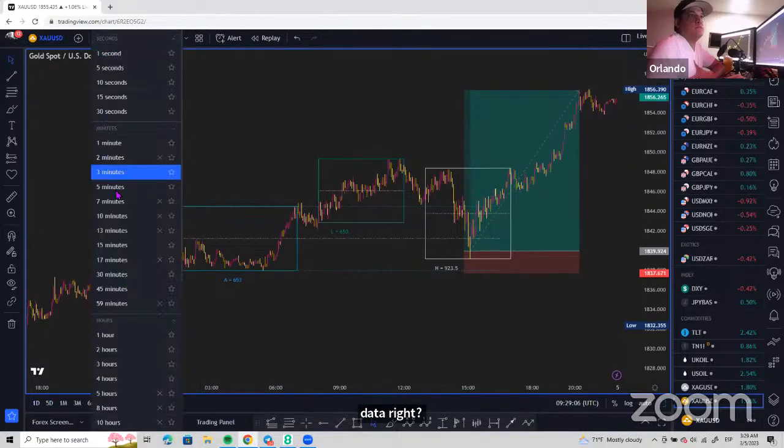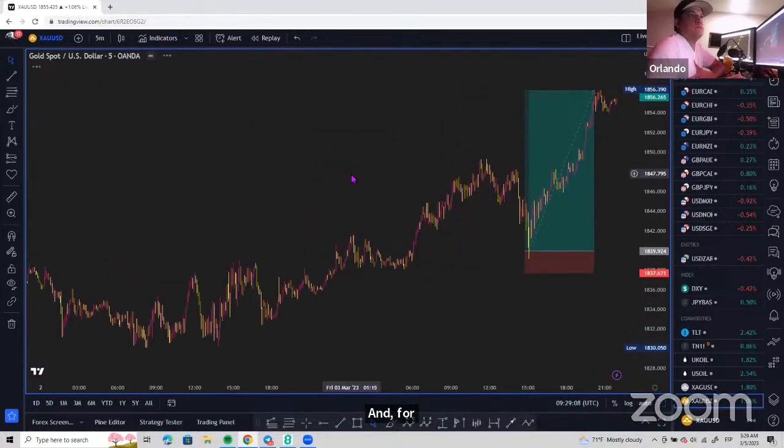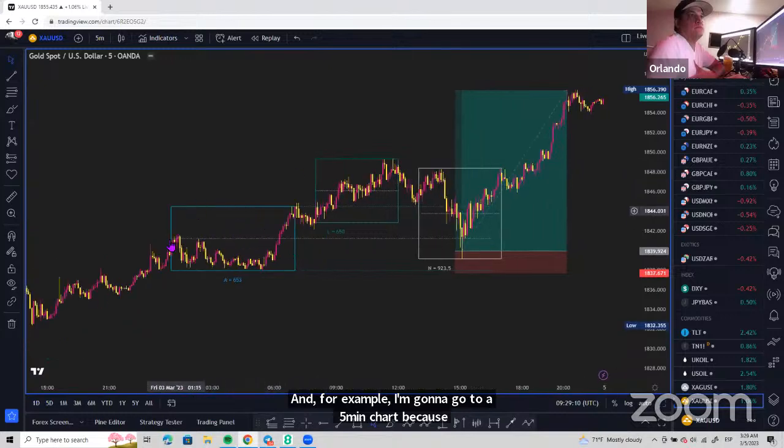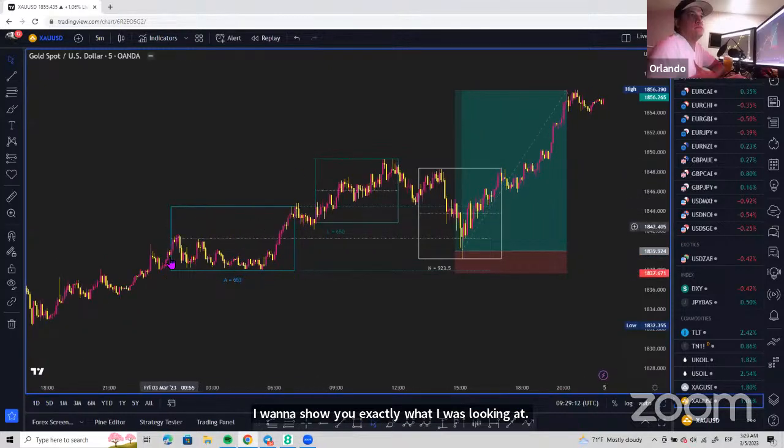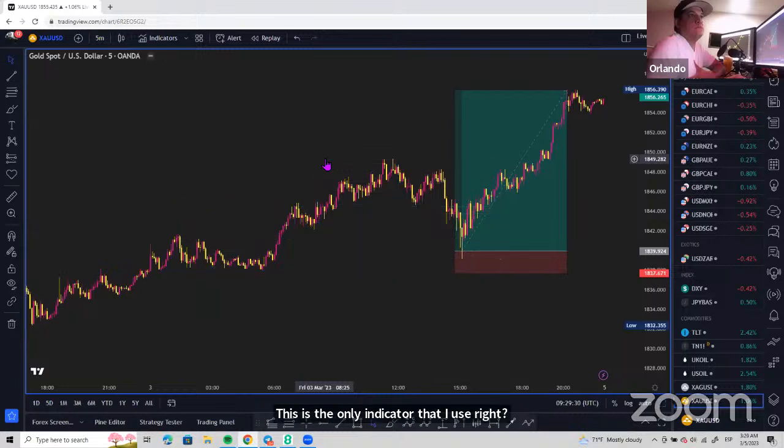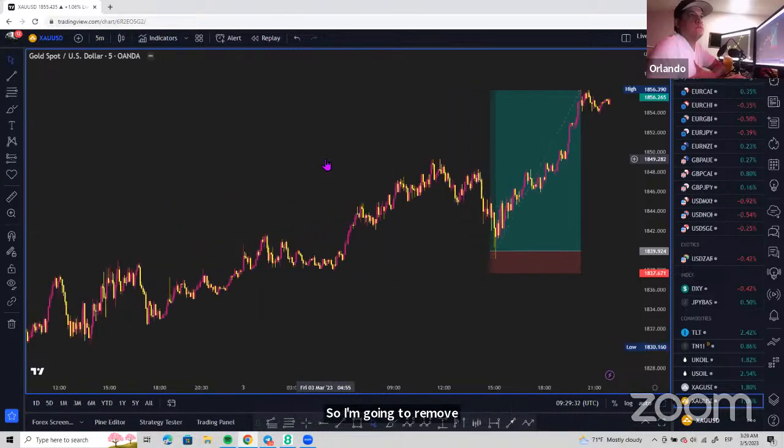I'm going to go to a 5-minute chart because I want to show you exactly what I was looking at. So these squares right here on my chart, these are just the Asian session range here, the London session range here, and the New York session range here. This is the only indicator that I use, right? So I'm going to remove the indicator because I want to show you what I was looking at.